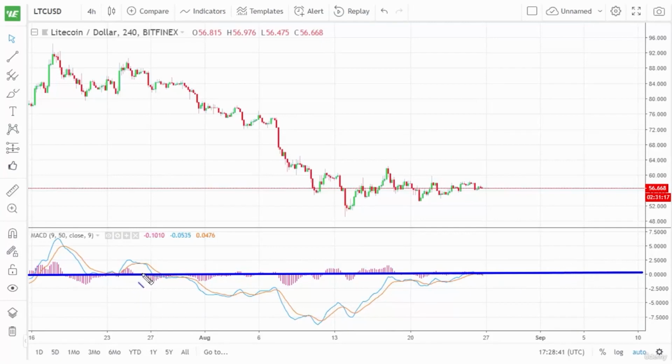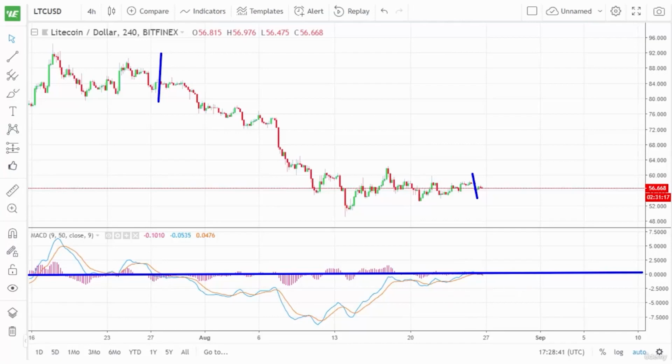So for example, we broke down below it here. Traders would be selling at that point. Over here, we peaked above it, probably would have gotten out about here or close to it. Nice little profit if you're short of this market. However, again, this is a marketplace that is very volatile. So cryptocurrencies especially, you should be using other things like support and resistance to back up your MACD signals.